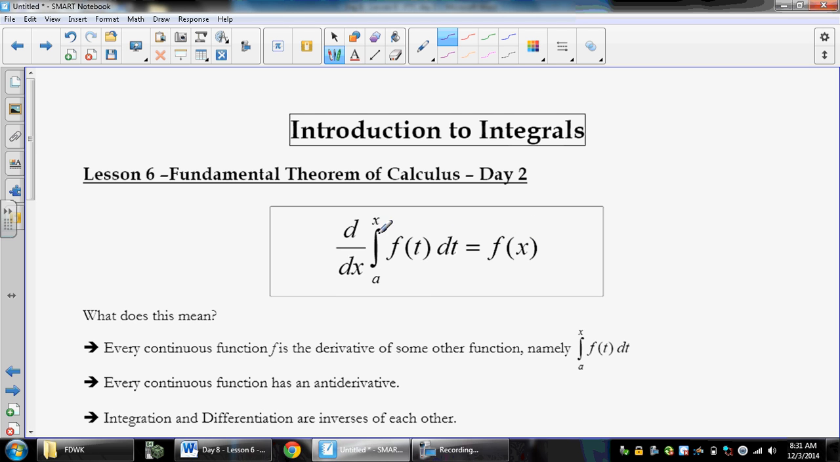And if you notice, this is kind of an atypical definite integral because instead of two constant bounds, you have a constant and a variable bound. So this says when you take the derivative of an integral with a variable bound, the derivative and the integral cancel out, and you just get f of x. So what happens here?